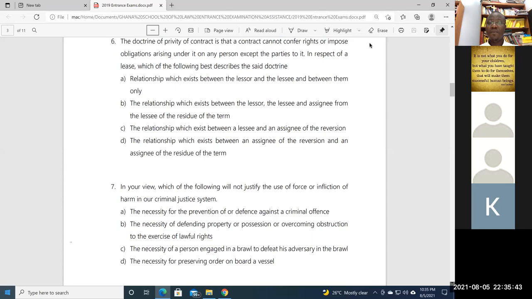But if we are going by the understanding of privity, does B actually illustrate that? The original contract is between lessor and lessee. And can it create obligation for the assignee who's like a third party? So let's flag B. We haven't settled on B yet.